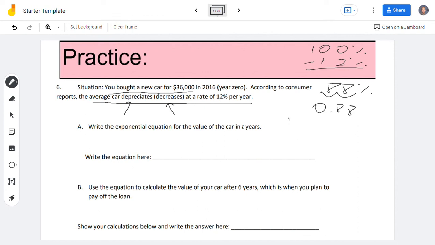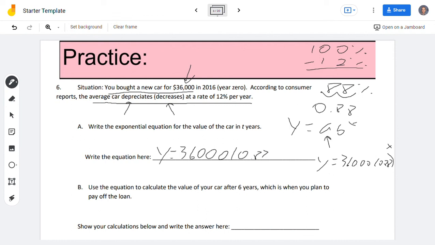So let's go ahead and build out the rest of our equation. That's y equals a times b to the x again. Our starting value we saw up at the top was $36,000. That was the original purchase price of the car. So $36,000. Our multiple is going to be that 0.88 that we just got. And that's going to be to the power of x. So our equation is y equals 36,000 times 0.88 to the power of x. And we can see that's decay because our multiple is less than 1.